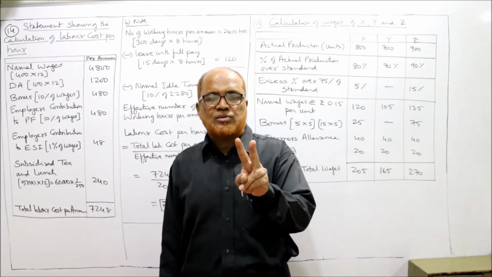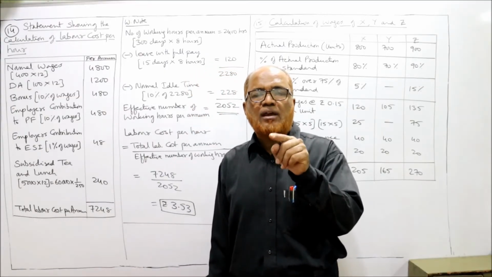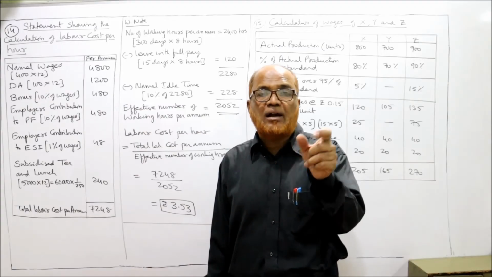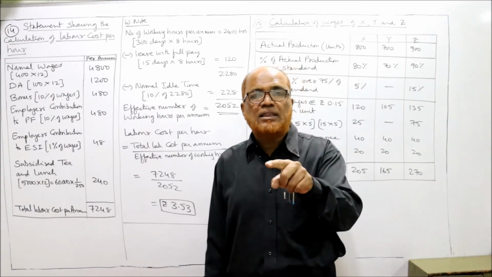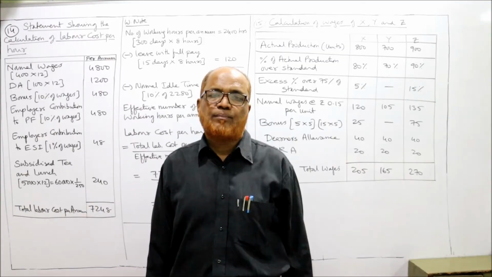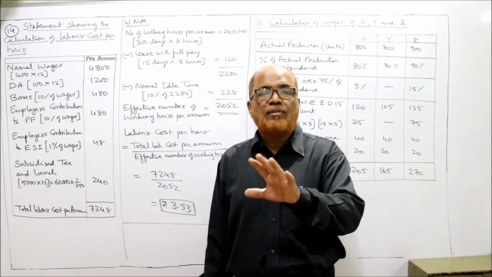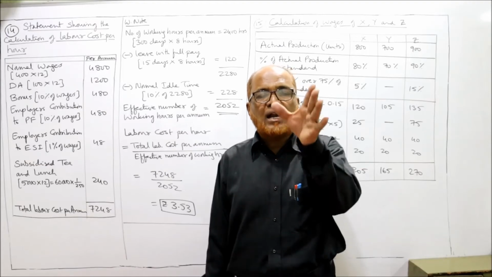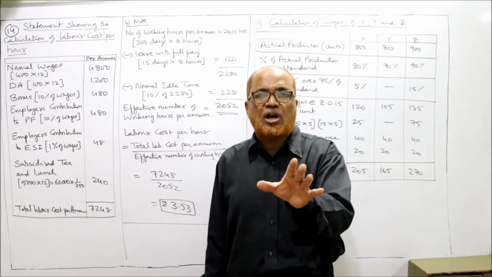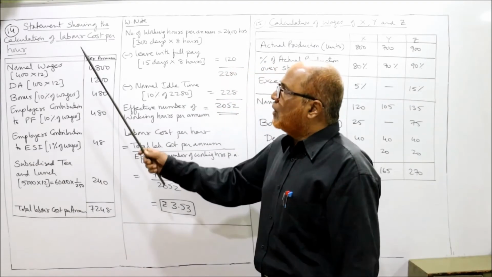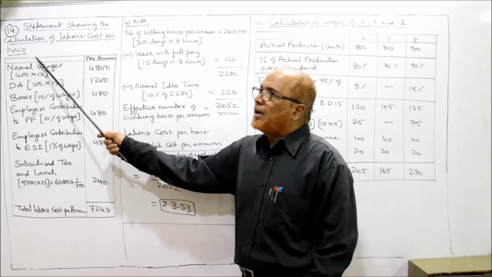There are two types of problems. First type of problem is where we are required to calculate the cash required for making the payment to workers. In that case, we deduct the deductions. But when we are required to calculate the labor cost, we will not make any deductions. We add up all the expenditure incurred by the employer. Now, calculation of labor cost per annum and per hour.